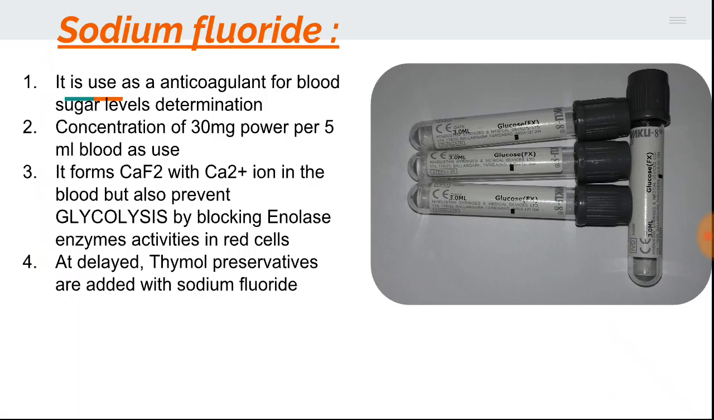Next, the sodium fluoride vial or sugar vial. It is used as an anticoagulant for blood sugar level determination. A concentration of 30 mg powder per 5 ml blood is used. It forms calcium fluoride with the calcium ion in the blood, and also prevents glycolysis by blocking enolase enzyme activity in the red cell. If delayed, a thymol preservative is added with the sodium fluoride.